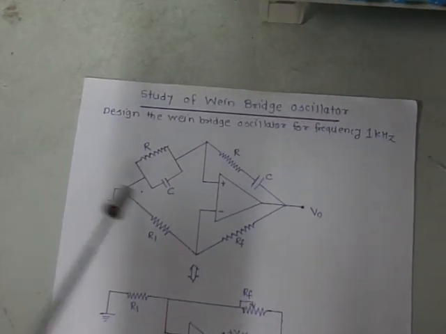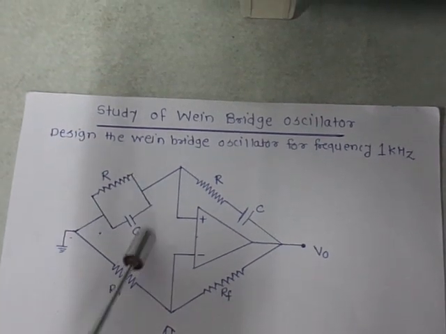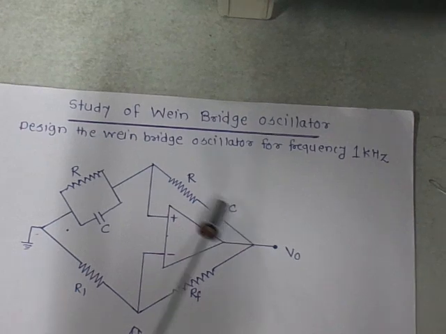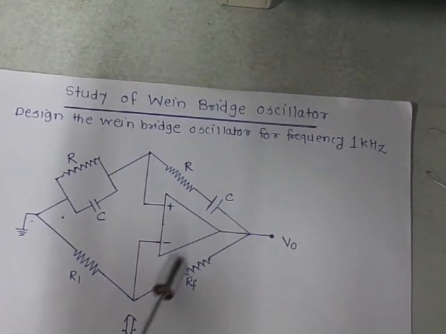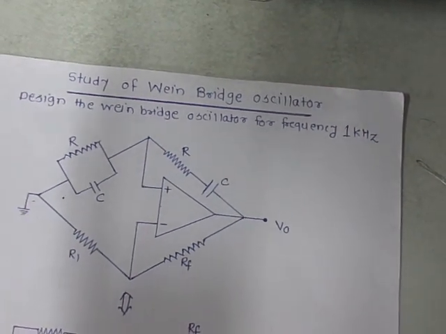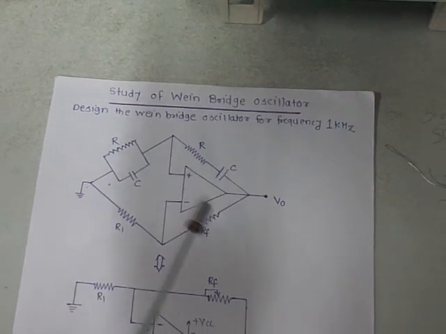This is actually the bridge. As we know, a bridge consists of 4 arms. This is the first arm, which has a parallel combination of RC. This is the second arm, having a series combination of RC. This is the third arm with a pure resistive element, and this is the fourth arm, which has a resistive element. So this is basically the first concept, a bridge circuit. There are a total of 4 arms, as I mentioned.